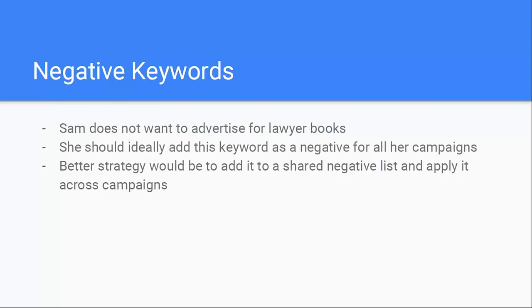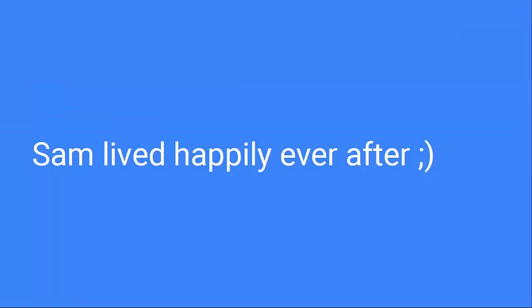I wanted to talk a little bit about negative keywords. So if you don't want to show an ad for a particular search, the best strategy is to create a shared negative list and apply that shared negative list across campaigns, because you don't just want to stop triggering ads for that keyword from an ad group or a campaign. You want the entire account to not trigger for that particular search. Okay, then Sam the lawyer lived happily ever after with her PPC account.